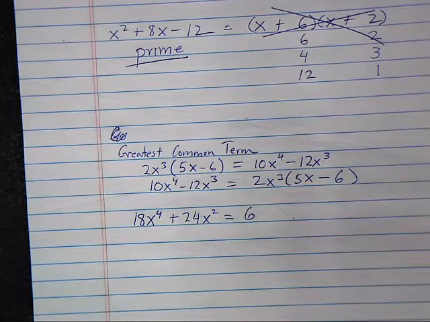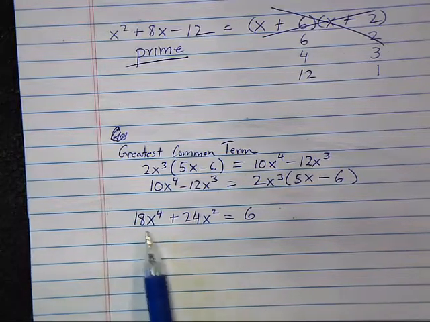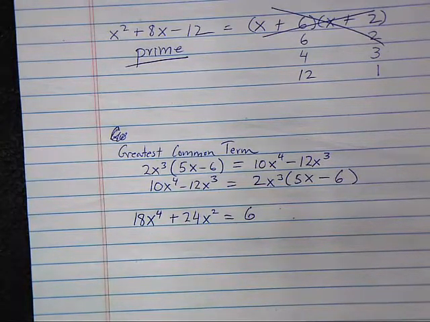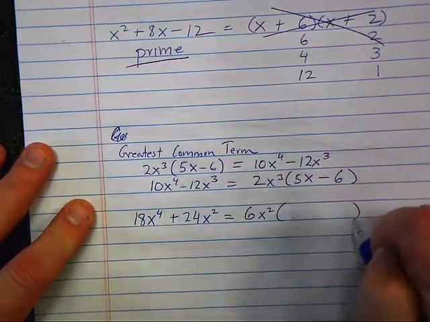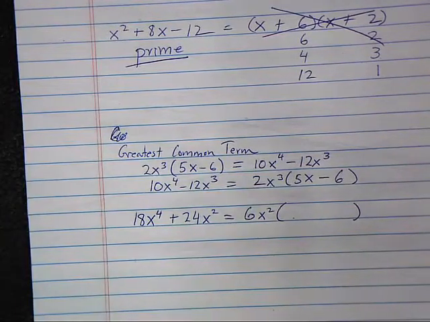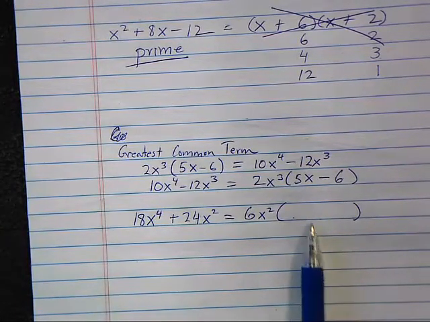Then you look at your x's. This one has an x to the 4th. That one has an x squared. How many x's do they have in common? 2. So I write down x squared. And then I put a parenthesis. And now I just have to fill in the blanks.